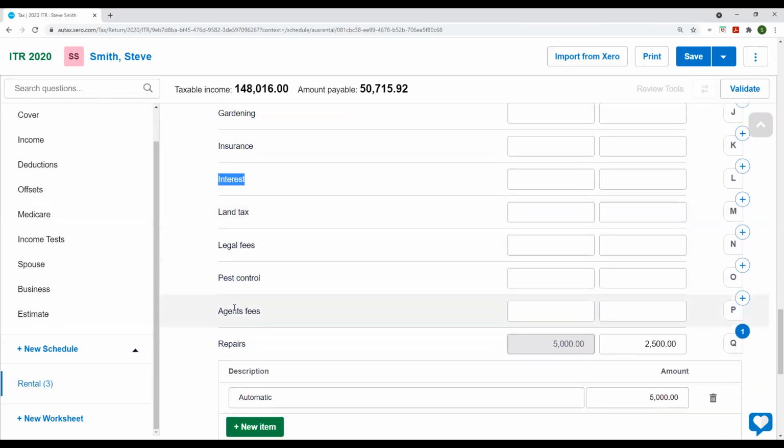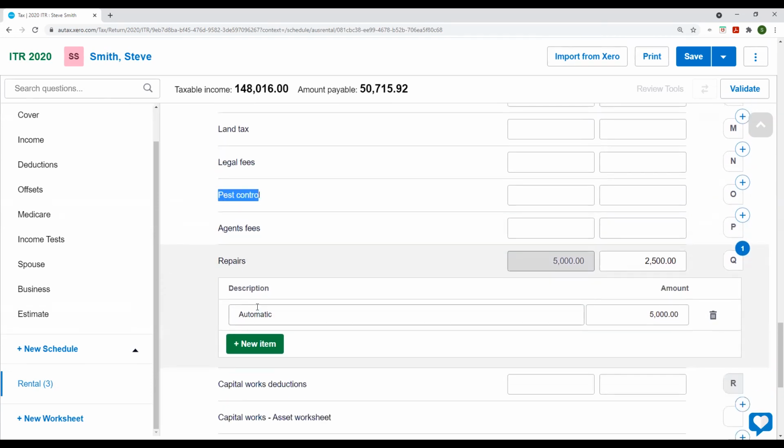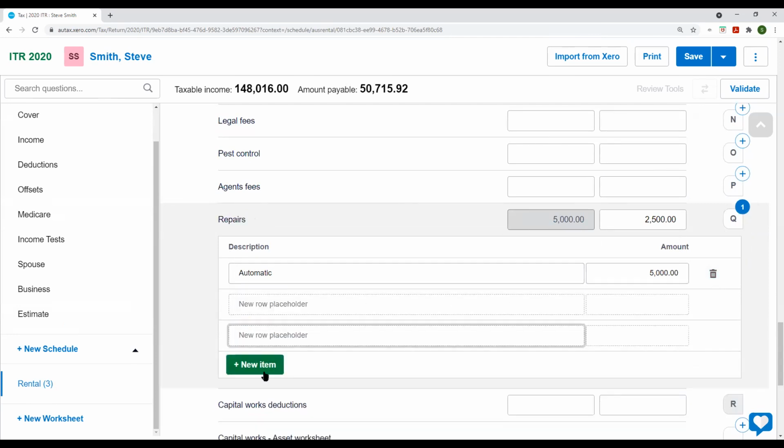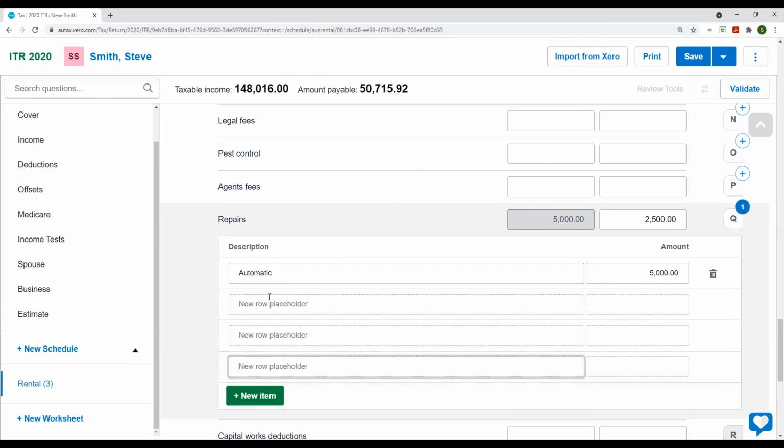Land tax, we all know that the revenue departments in the states give the land tax. The legal fees involved with that: for example, a tenant has not paid the rent properly, you may go to the tribunal and use your lawyer, that type of legal fees. Pest control, that maintains your house to avoid pests, etc. Agent fees, your property agent fees. Any repairs you made to this property, you can add it. If you did plumbing, some electrical repairs, everything can be added here.